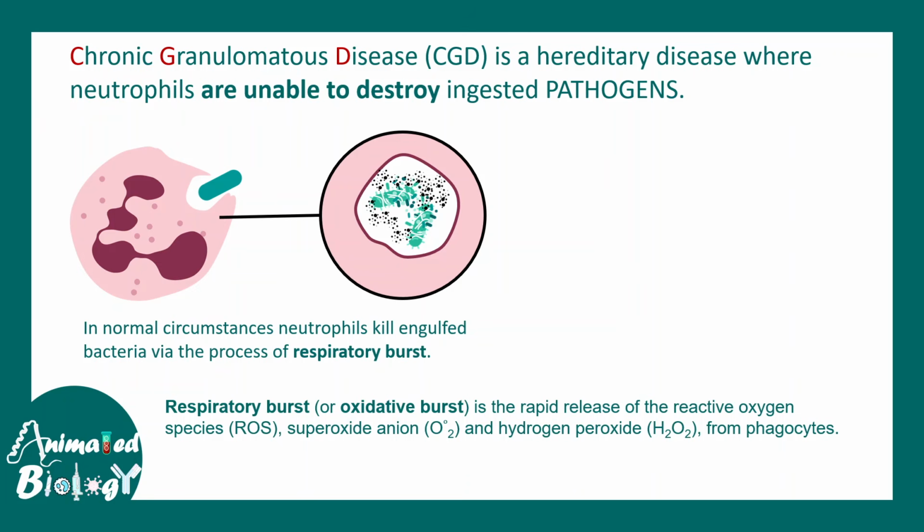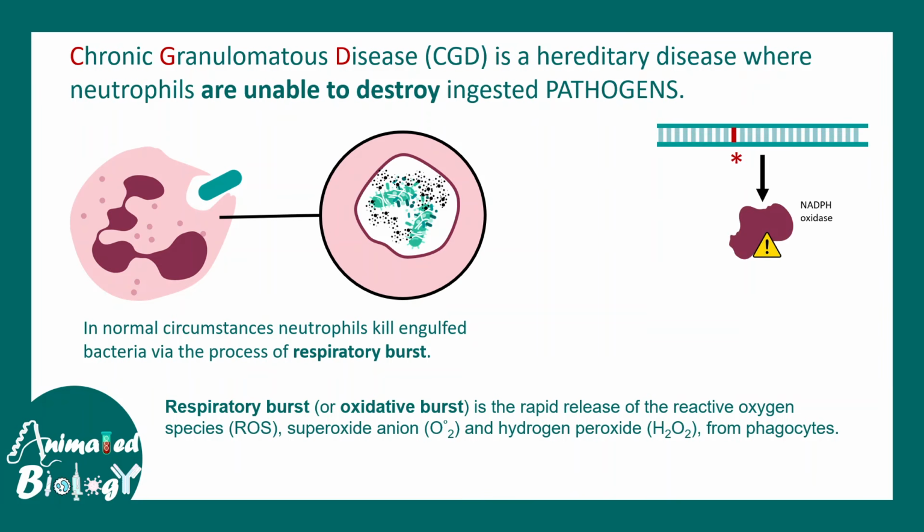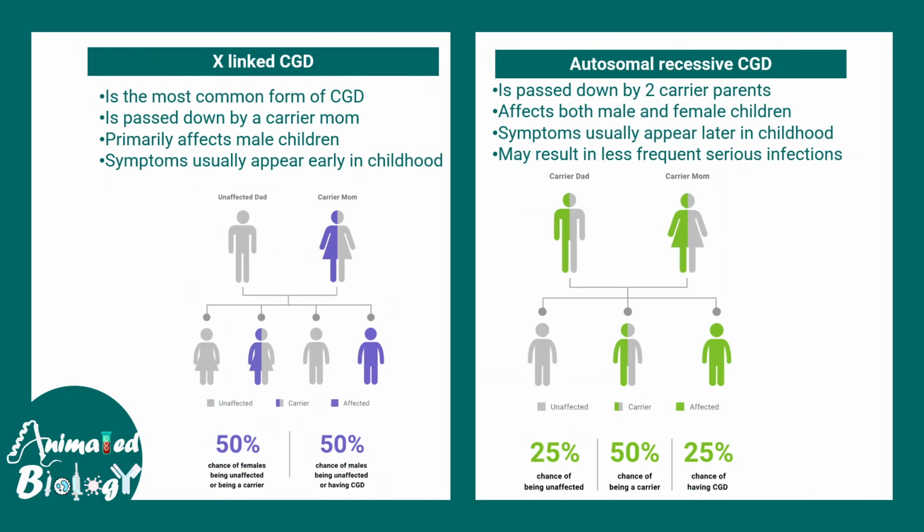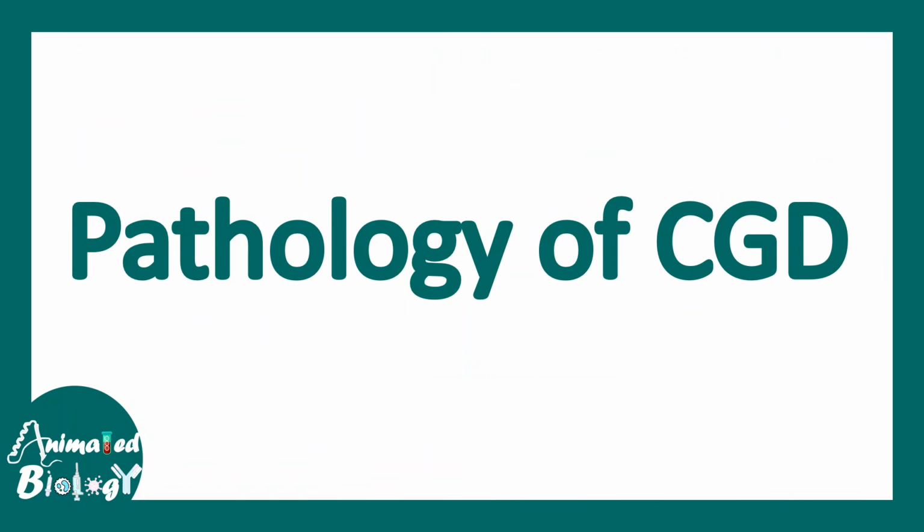Neutrophils can kill bacteria with the help of a reactive oxygen species burst, or oxidative burst. These reactive oxygen species are generated by an enzyme called NADPH oxidase, which is encoded by a gene. So obviously there is a mutation in this gene which leads to reduced production of ROS. That is why even if the pathogens are engulfed, they are not destroyed. This could be X-linked or even autosomal.